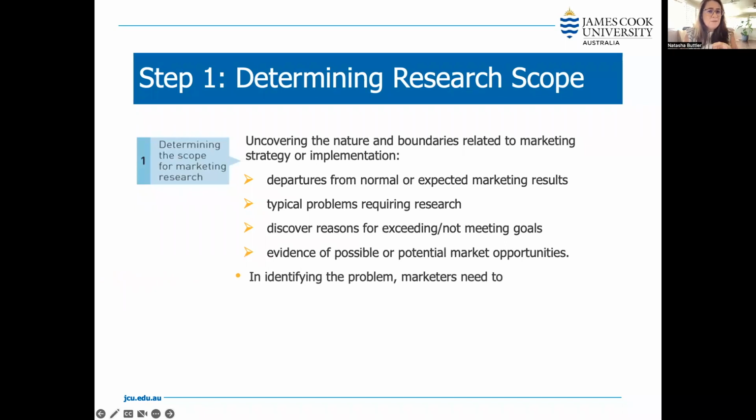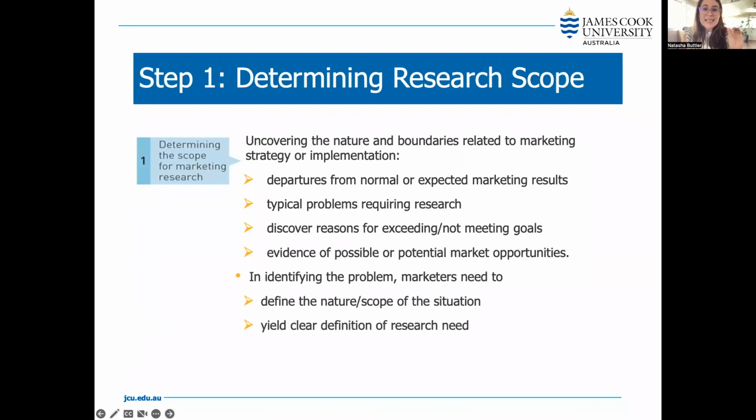And then once we've identified that problem, we need to define the nature or the scope of the situation. So where are we now and why do we want to undertake this research? We want to have a very clear definition of this research need. And this is really important because it's best when undertaking research, we want to have a very clear and narrow focus and definition of what it is that we're wanting to do rather than really wide, because that can create some issues for us when undertaking the research and more so getting to the actual results.